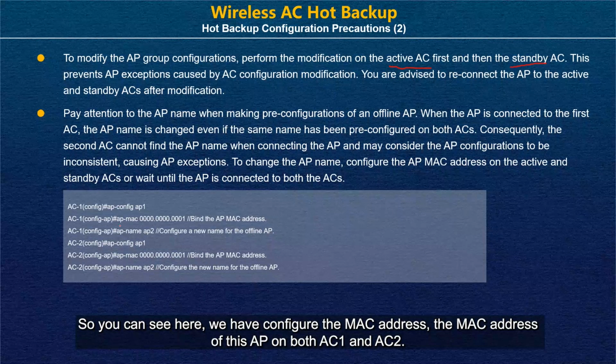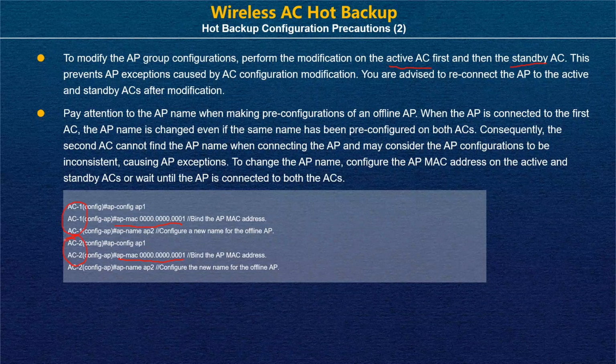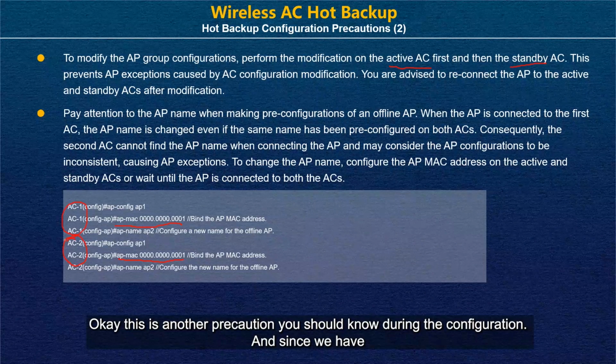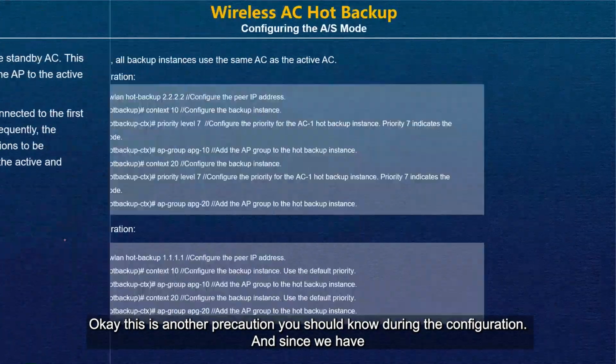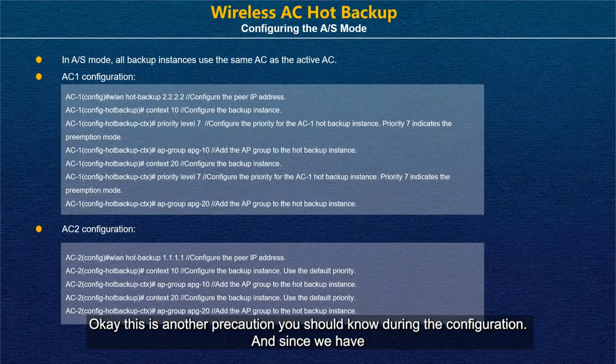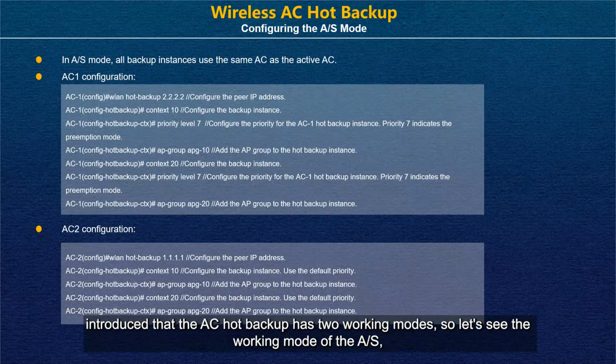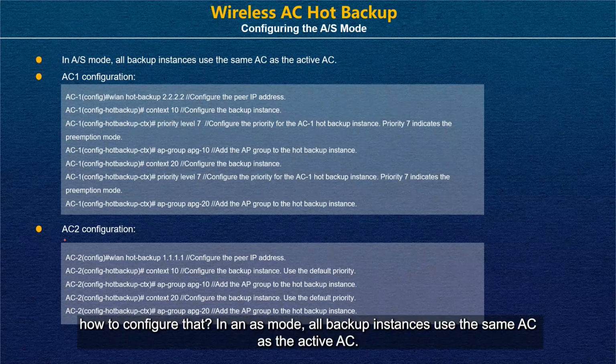So you can see here, we have configured the MAC address of these APs on both AC1 and AC2. Okay, this is another precaution you should know during the configuration. And since we have introduced that the AC hot backup has two working modes, let's see the working mode of the AS, how to configure that.